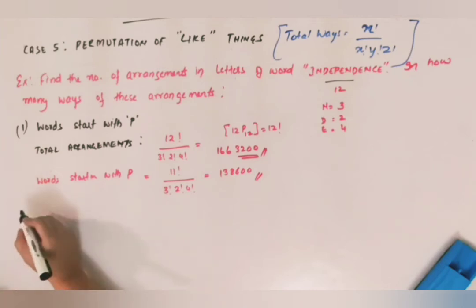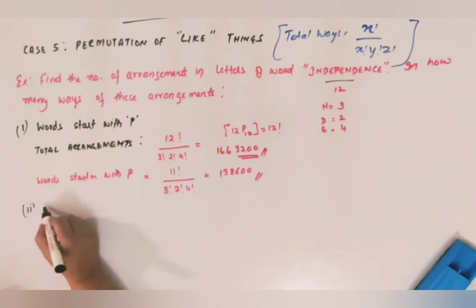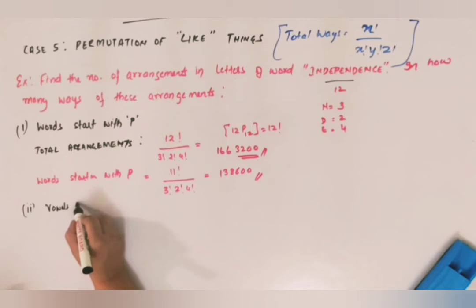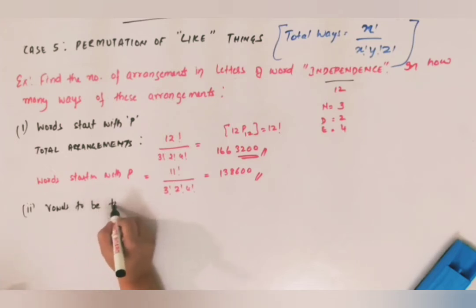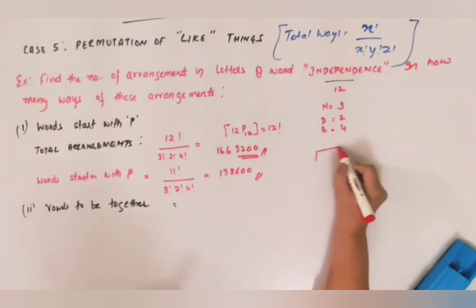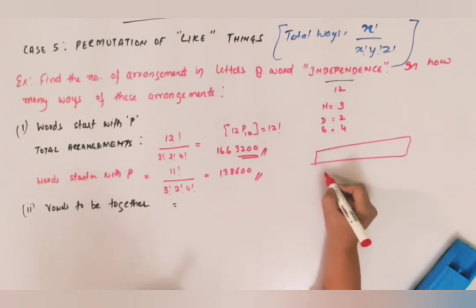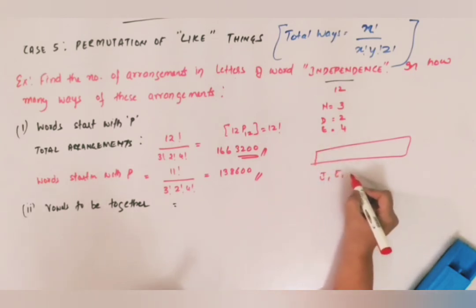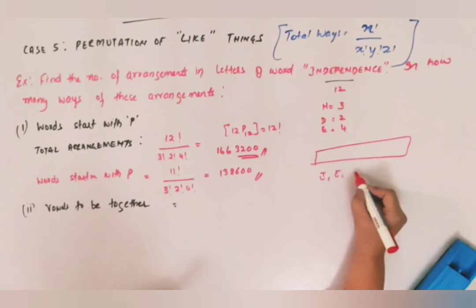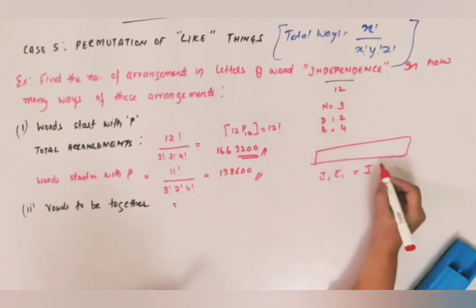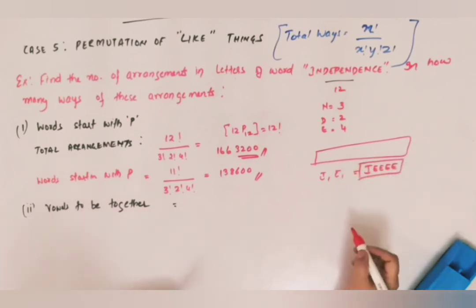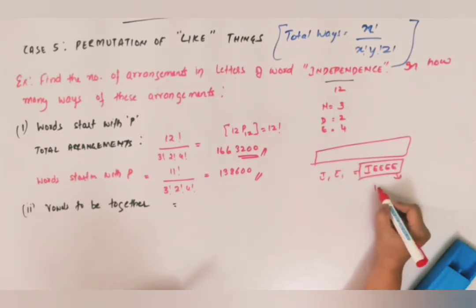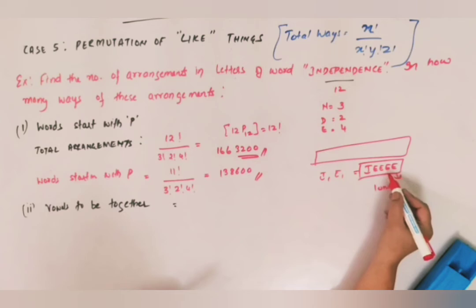Now let's solve the second problem, which says vowels to be together. How many vowels do we have in INDEPENDENCE? We have I, we have E, that's all. We have I and E. Now how many I's do we have? 1 I and 4 E's. So this becomes 1 unit, because all of these vowels have to be together.